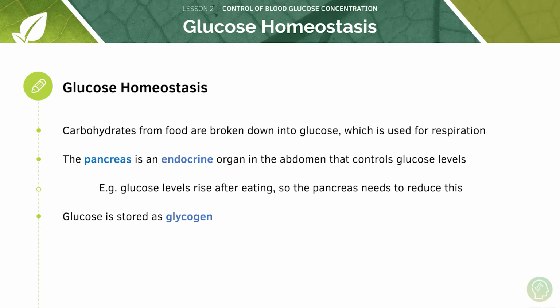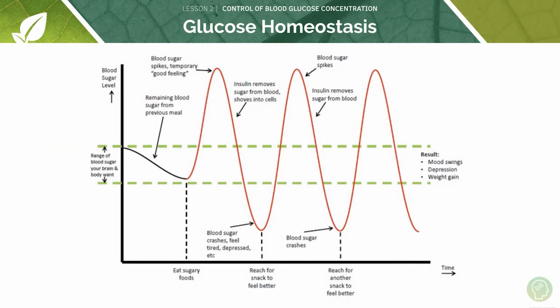So carbohydrates from food are broken down into glucose, which is used for respiration. The pancreas is an endocrine organ in the abdomen that controls glucose levels. So for example, glucose levels rise after eating, so the pancreas needs to act to reduce this, and we'll see how in a few slides' time. Now remember that glucose is stored as glycogen in the body, and that's stored in the muscles and also in the liver. So let's have a look at a little handy graphical representation of glucose homeostasis.